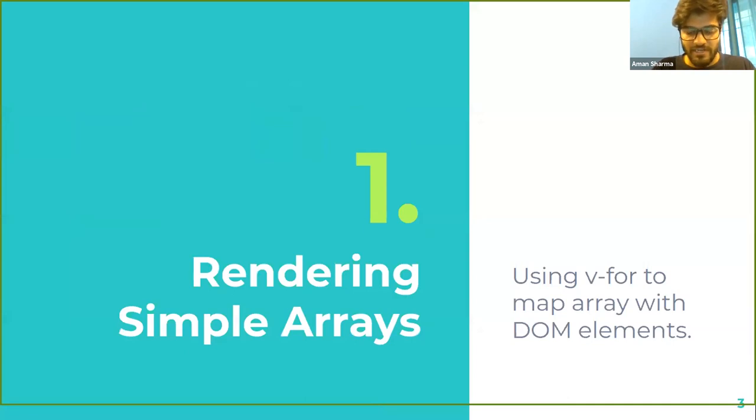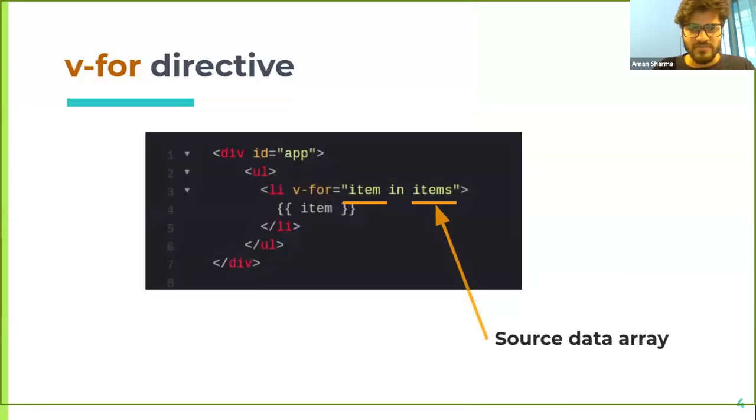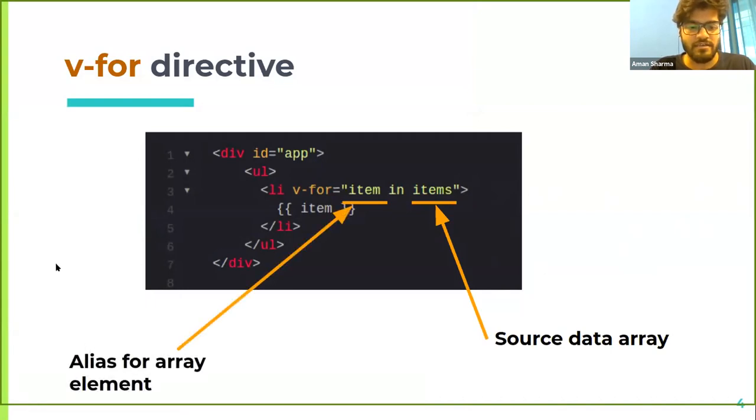We'll be doing that using Vue.js. So what Vue.js has is a v-for directive, and it is pretty much like the for...in loop of JavaScript. In this case, we have an array named items, which is the source data array, and if we use v-for in this manner, we can write item in items, where item will be the alias for each particular array element.